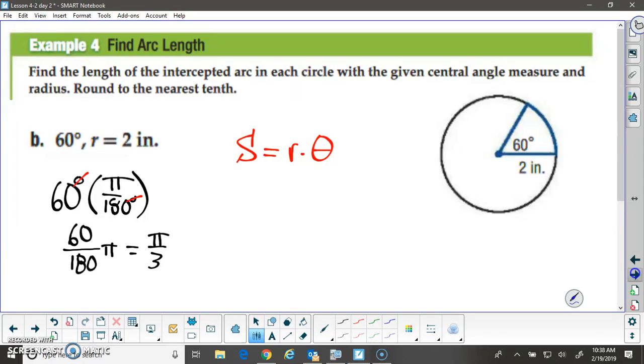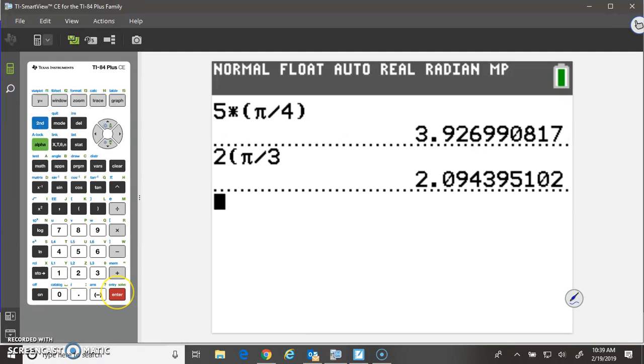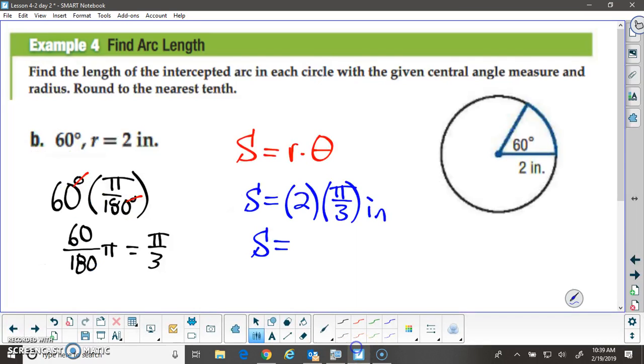So in my formula now, to find the curved length S, take the radius, which is 2 inches, multiply by pi over 3. This will be in inches. And that gives us about 2.09, and that's in inches.